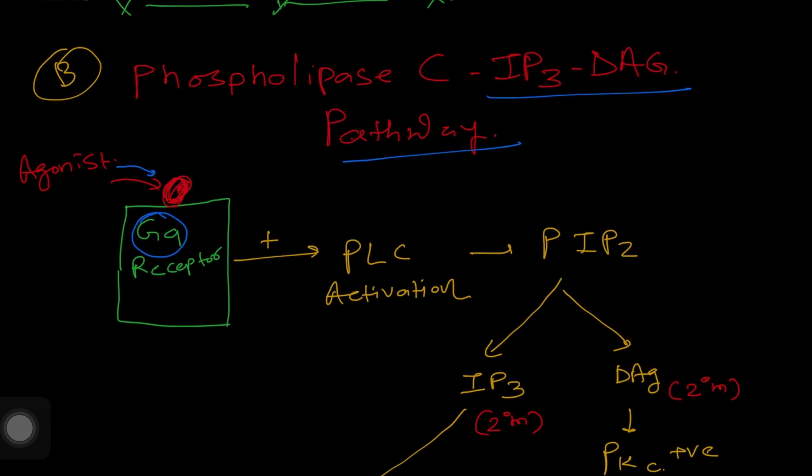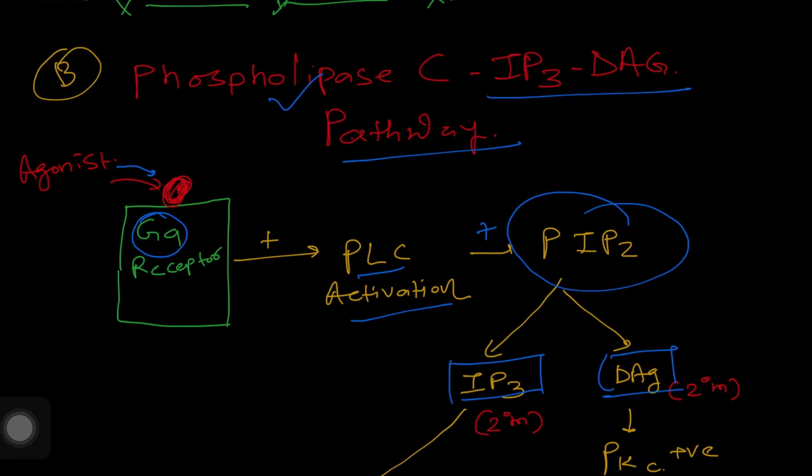So the pathways through which these G protein receptors work, on that basis the name has been given. Here the Gq receptor binds with our agonist and it stimulates phospholipase C, as the name suggests, which acts on phosphatidyl inositol diphosphate, and eventually generates two important secondary messengers, that are IP3 and DAG. IP3 is called inositol triphosphate and DAG is called diacyl glycerol. So these are the two secondary messengers in this system.